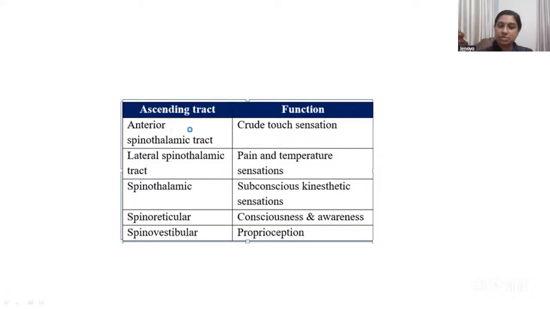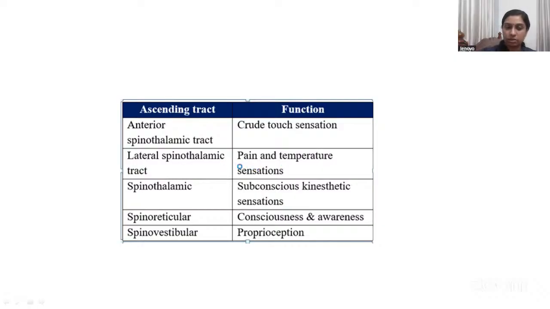First is the anterior spinothalamic tract. It's responsible for the crude touch sensation, as we cannot pinpoint where the touch is happening or the sensation is happening. We cannot exactly pinpoint, but crude touch sensation, that is the function of anterior spinothalamic tract. And lateral spinothalamic tract, pain and temperature sensation, that's a crossed pathway.